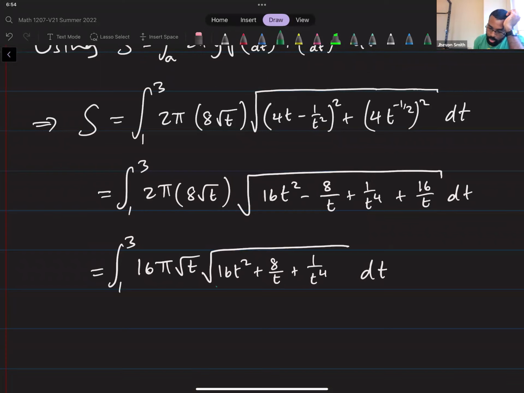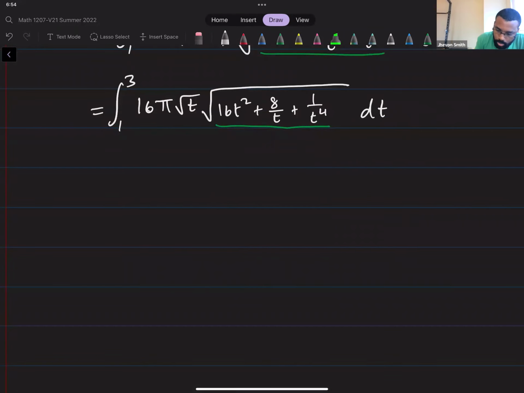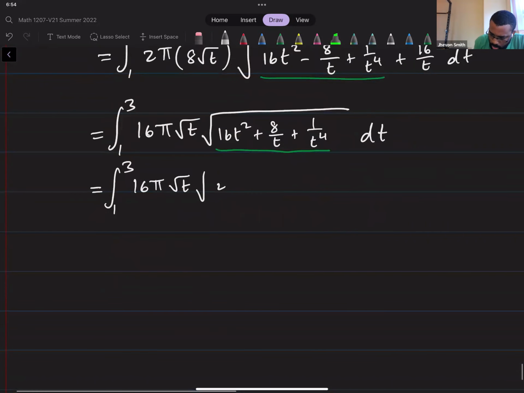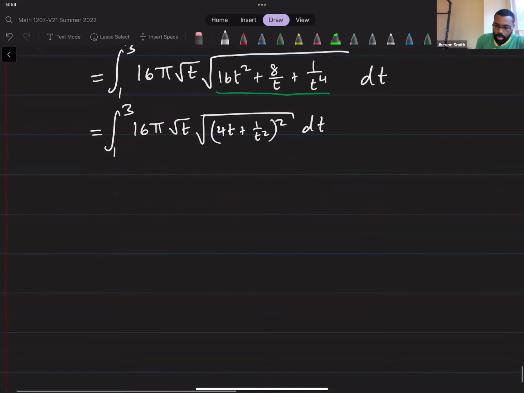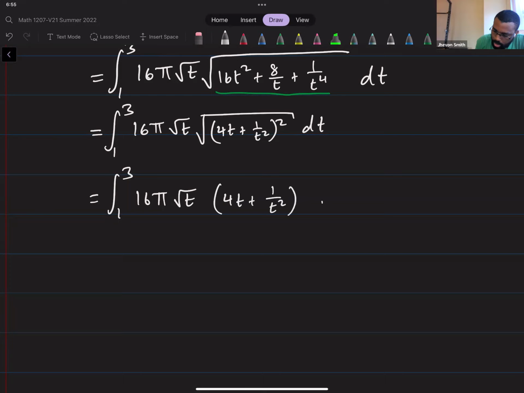Okay, so notice if I compare this to this, which comes from that, I can realize that what I'm looking at is actually a square. It just looks like the top thing all squared, but with a plus in the middle. For t plus 1 over t squared dt. Now, of course, that's going to come out as like 4t plus 1 over t squared dt.